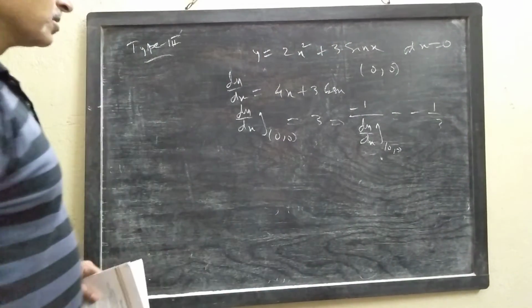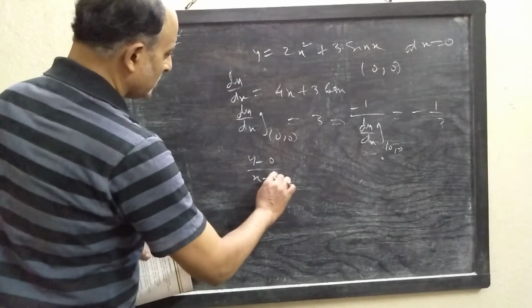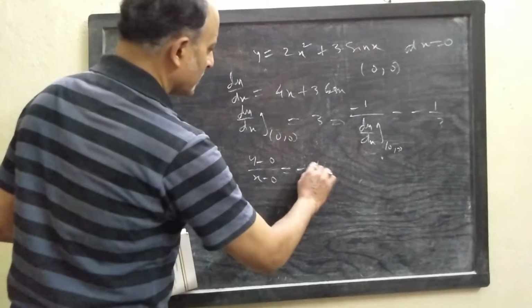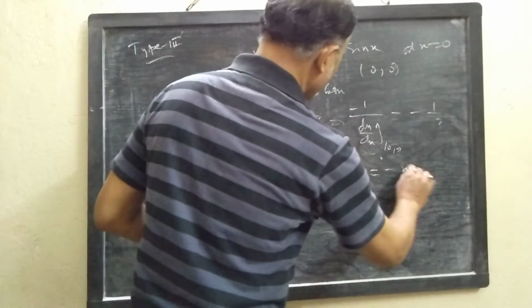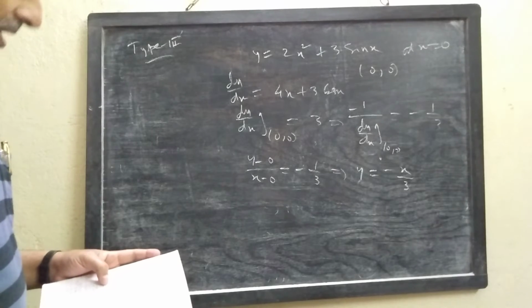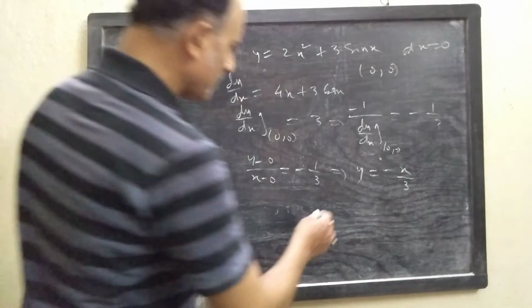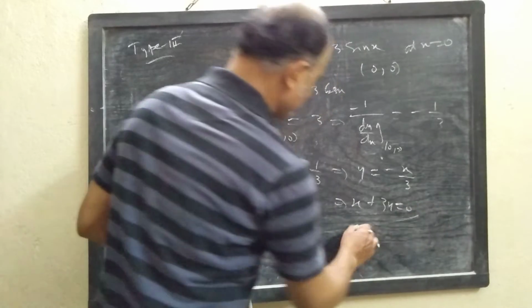So therefore the equation of the required normal will be (y minus 0) by (x minus 0) equals minus 1 by 3. That implies y equals minus x by 3. This is the equation of the required normal. You can write it in this way also: x plus 3y equals 0.